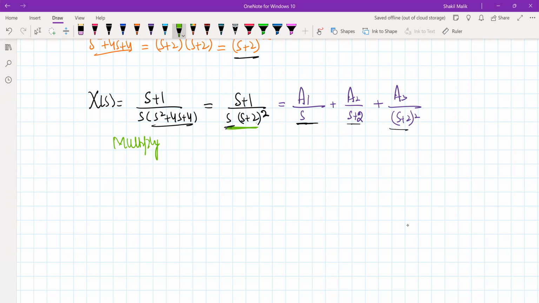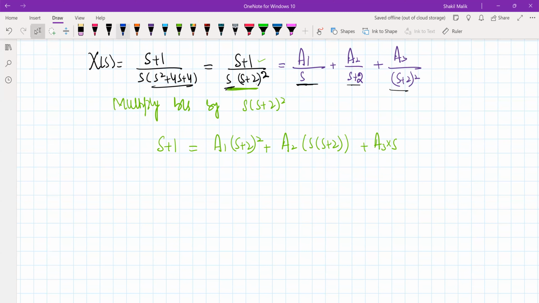So multiplying both sides by s into s plus 2 whole square, the s into s plus 2 whole square will cancel on the left, and you will be left with s plus 1. That is equal to a1 times s plus 2 whole square, plus a2 times s into s plus 2, plus a3 times s, because s plus 2 whole square gets cancelled. After we do that, to find the values of a1, a2, and a3, we'll make the other terms go to 0 and find the value of a1, a2, and a3 one at a time.